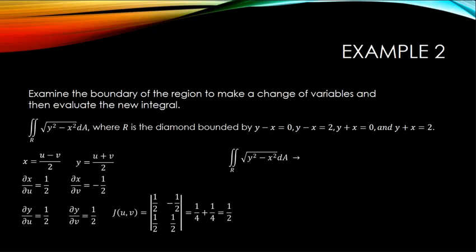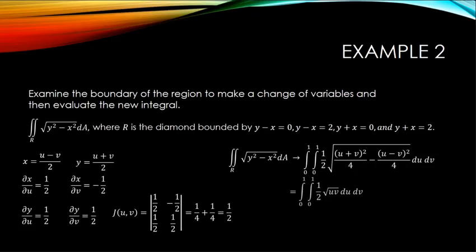My double integral over region R of the square root of y squared minus x squared dA transforms to the iterated integral from 0 to 1 of the integral from 0 to 1 of 1/2 times the square root of the quantity (u plus v) squared over 4 minus (u minus v) squared over 4 du dv. This gives me the integral from 0 to 1 of the integral from 0 to 1 of 1/2 the square root of u times v du dv. I evaluate the innermost integral with respect to u, and I get the integral from 0 to 1 of 1/3 v to the 1/2 dv, which becomes 2/9.